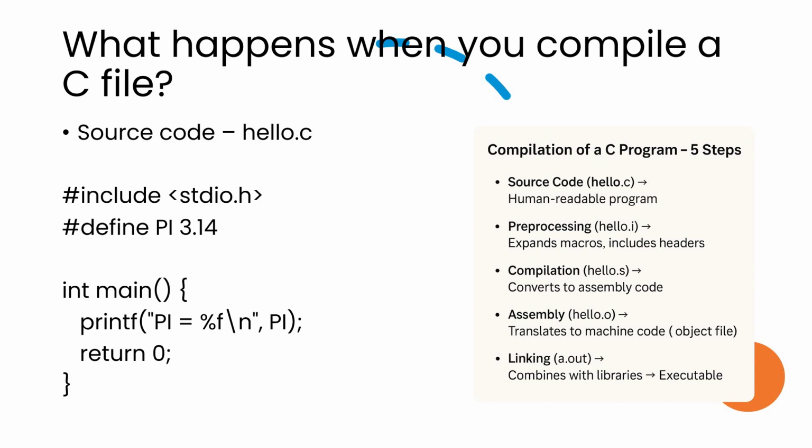Alright, let's start with the first step, source code. Let's take the file name as hello.c. We start with our C program. This is totally human readable, and you can see that I have written a very simple code. But the computer cannot run this directly. So it goes through several stages.